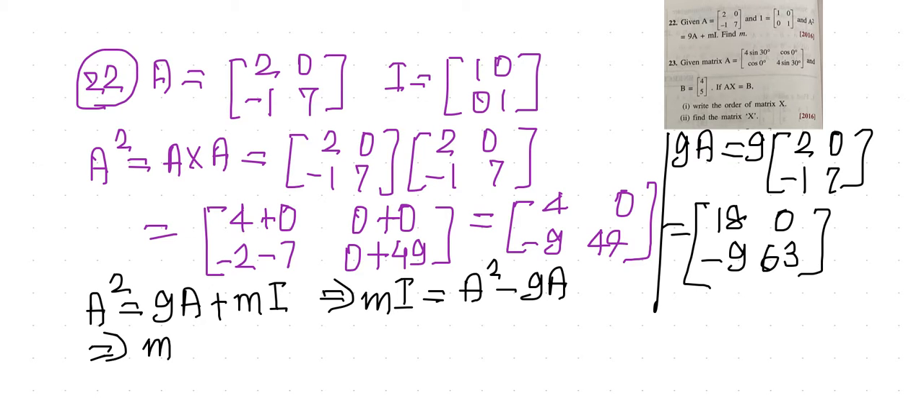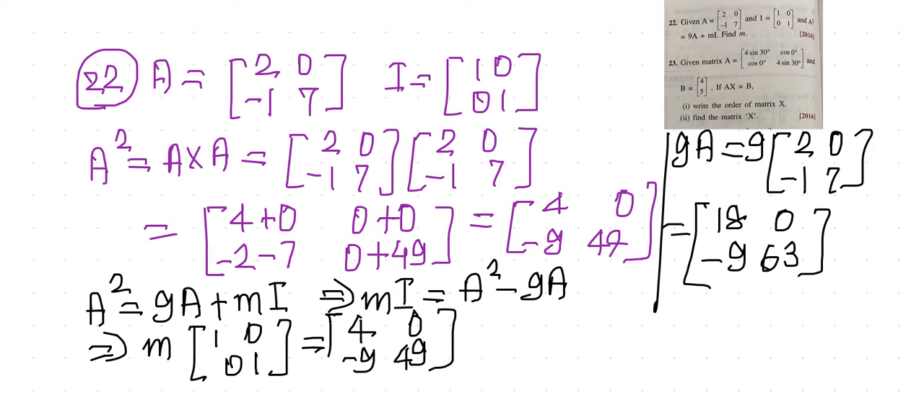So this further implies what, children? M into what is I? I is given by 1, 0, 0, 1. And this is equal to what? A square we have found out to be 4, minus 9, 0, 49, and this is subtracted with 18, minus 9, 0 and 63.